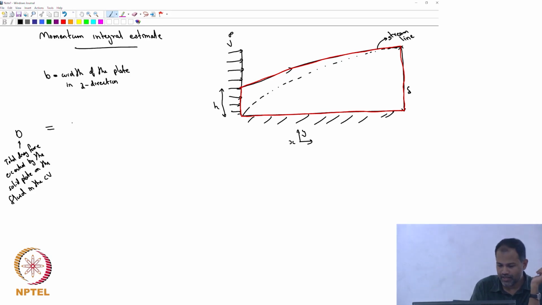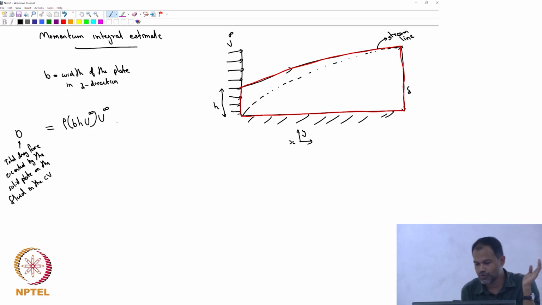What will be the momentum of the fluid that's entering through the left hand side h? B times H is the cross sectional area, times U infinity is the flow rate, times rho is my mass flow rate, times U infinity is my momentum flow rate. That's going to be in the plus x direction.